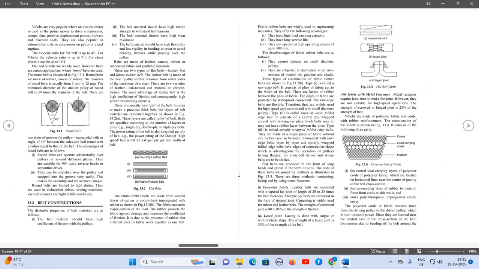So this is regarding the belt drives. These are the shapes where we can use the flat and V belt systems. In the next section, we will see the belt construction and other details.